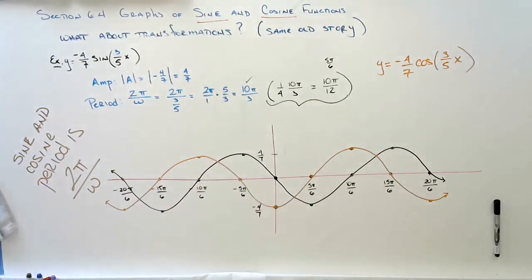When some student says to you, if you talk to a friend and they say, oh, I hate graphing tangent and cotangent, I hate graphing sine and cosine. You know what that means? They didn't do the homework. That's what that means. Because every problem is exactly the same.